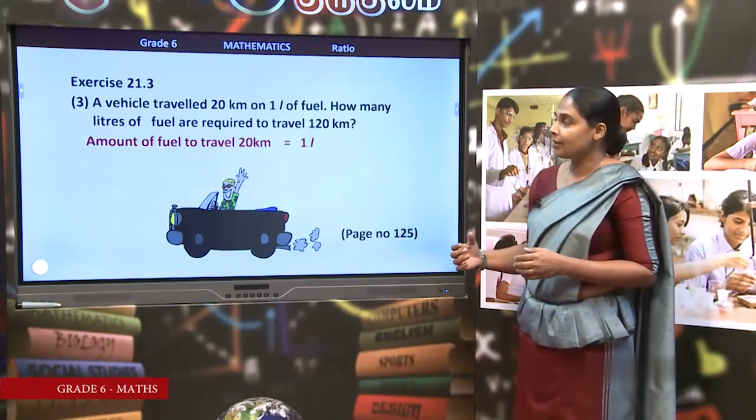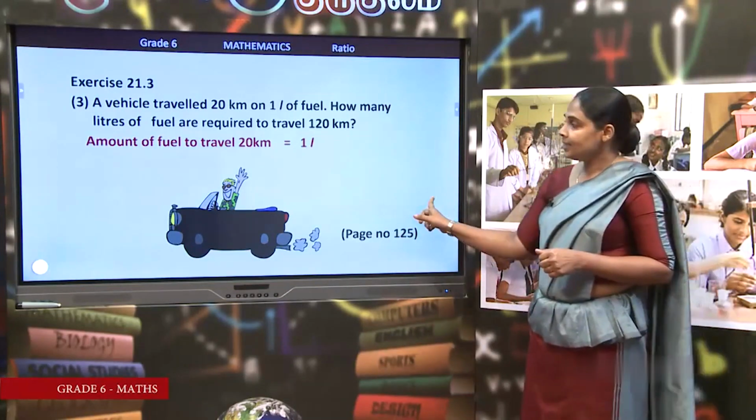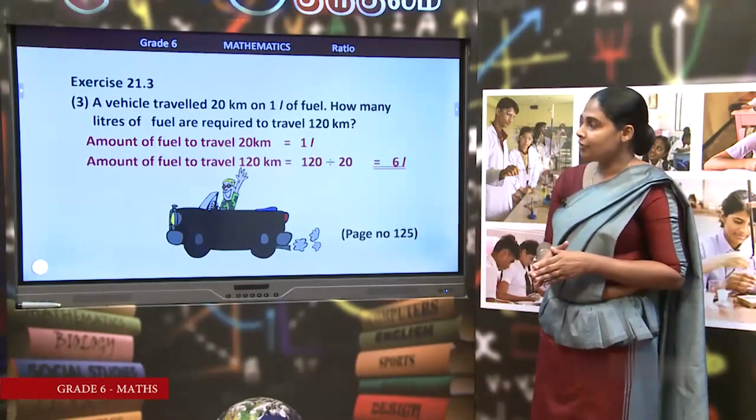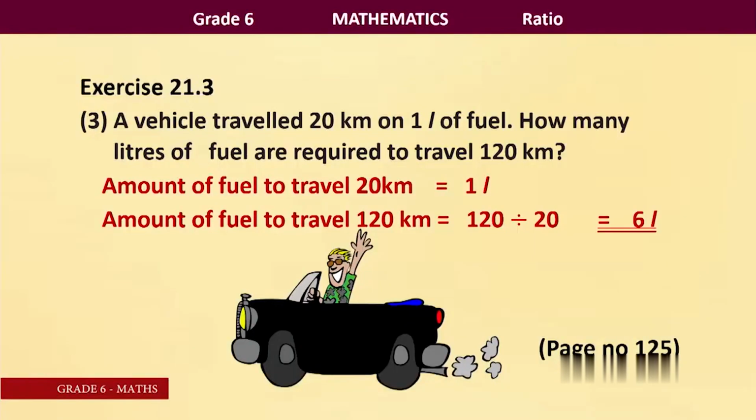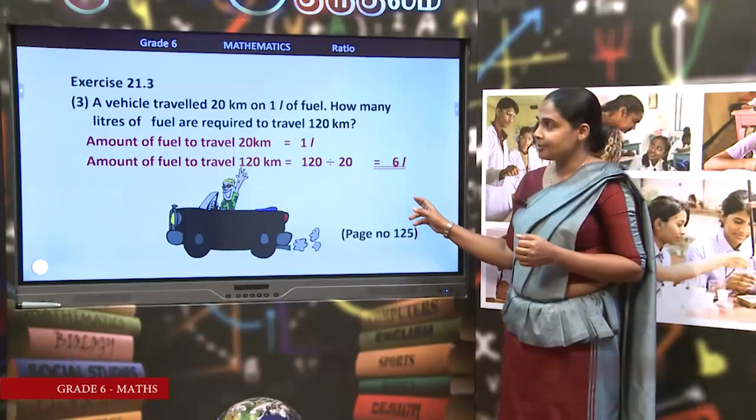You can write down your sentence in this way. Amount of fuel to travel 20 km is 1 liter. Next step, amount of fuel to travel 120 km. Then 120 divided by 20, the answer is 6 liters. It is very easy, but you hadn't learned rate. But I know when you were in primary classes you also used this method. Okay. Then let's go to another one.